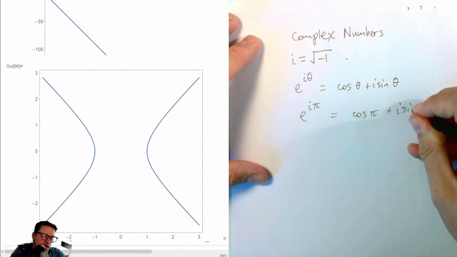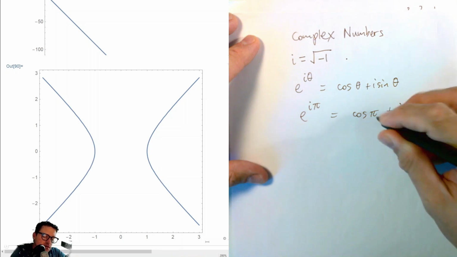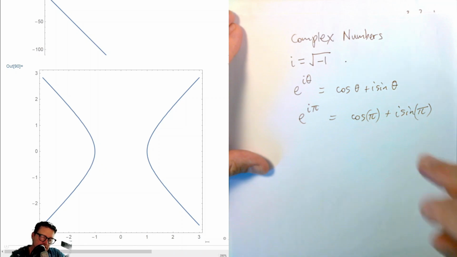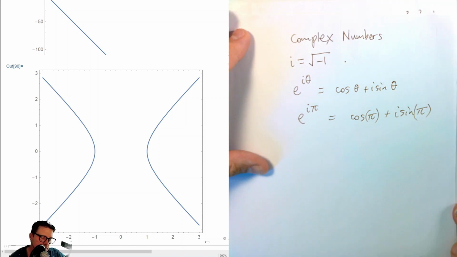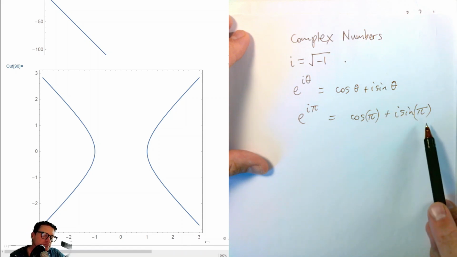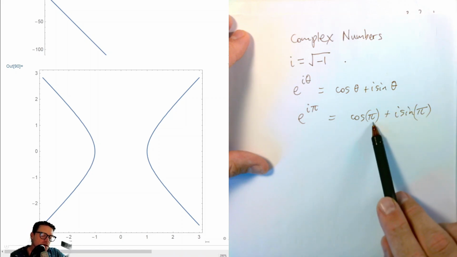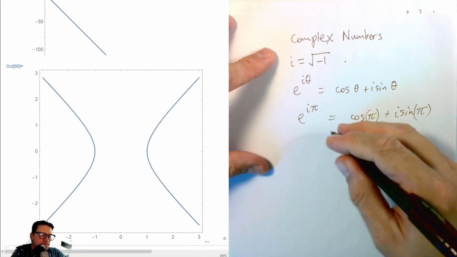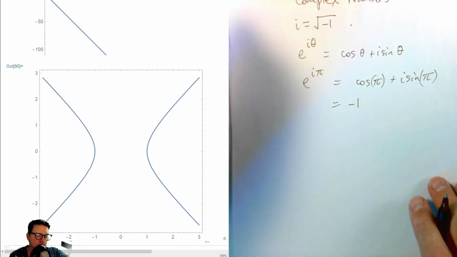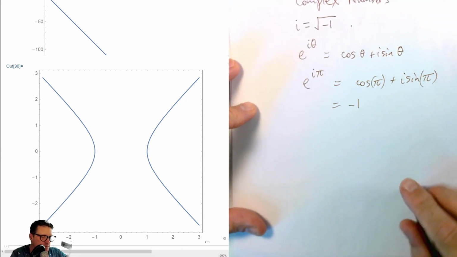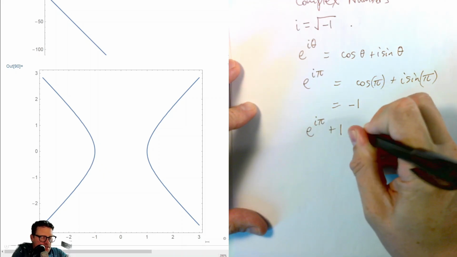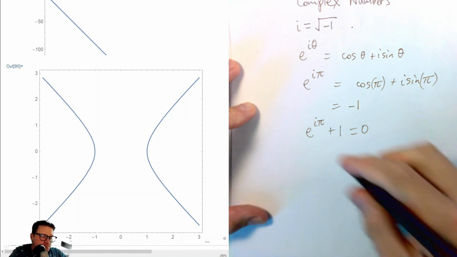plus i sin of pi radians, and in this course it'll always be radians rather than degrees because of this nice identity and others. So sin of pi is 0, cos of pi is minus 1, so this is minus 1. All right, now this is said to be the most beautiful relationship in mathematics, so if you think it's beautiful, then it's beautiful. I think it's kind of nice.